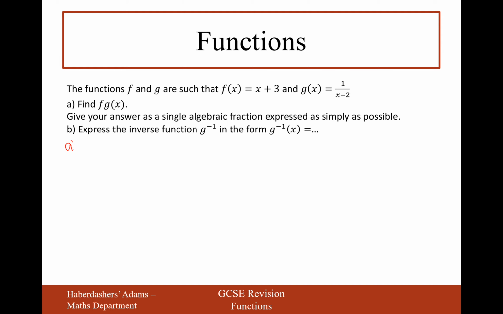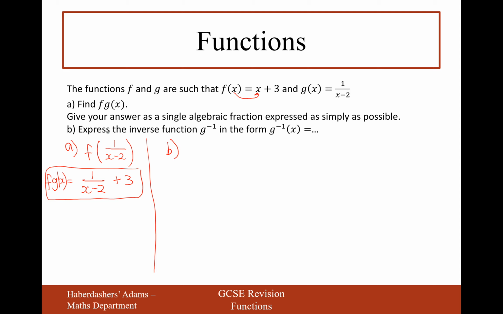Okay, so for part A, find f(g) of x, so that means the function that applies g first, then f afterwards. So I need to do the g function first, which is 1 over x minus 2, and then after that I'm going to put this value into the x position in the f function. So it's going to be all of this in the x position, and then you carry on the f function plus 3. So this is the answer to the question. f(g) of x equals 1 over x plus 2 plus 3.